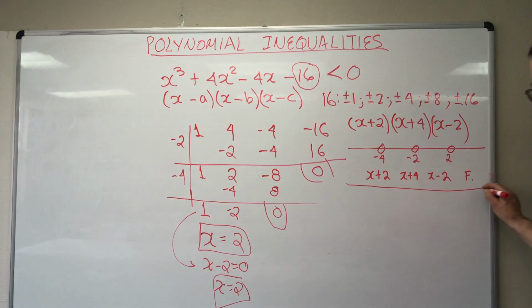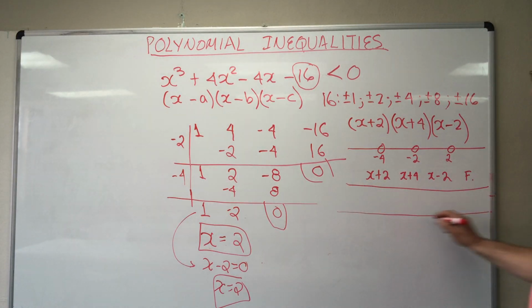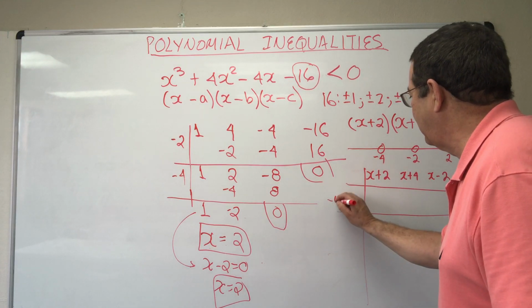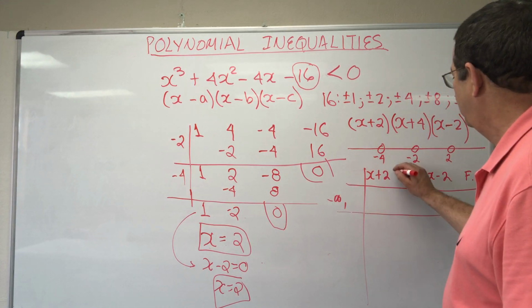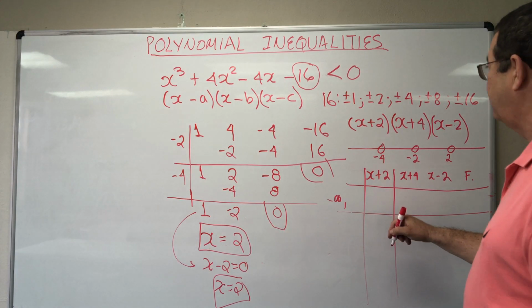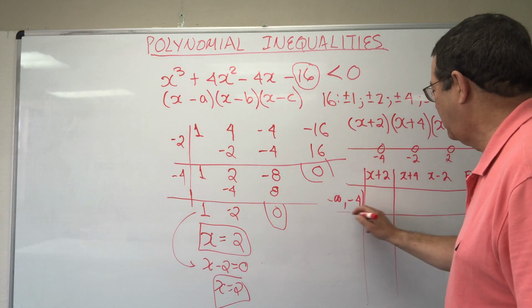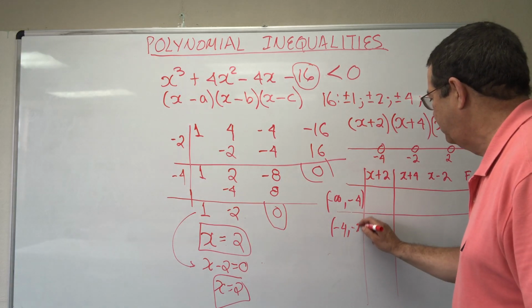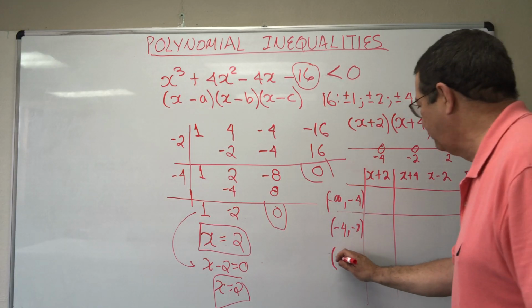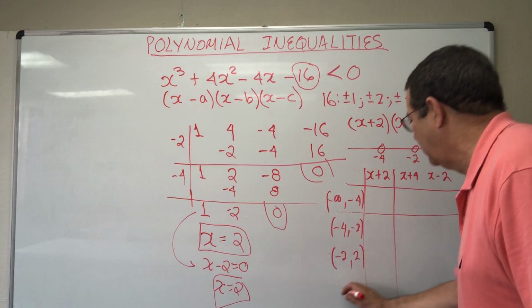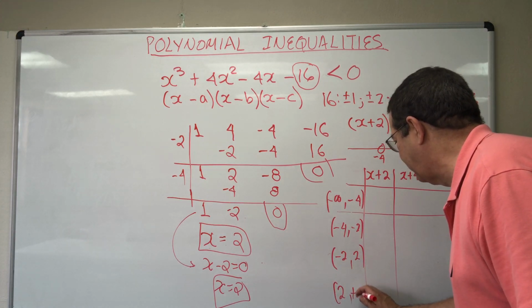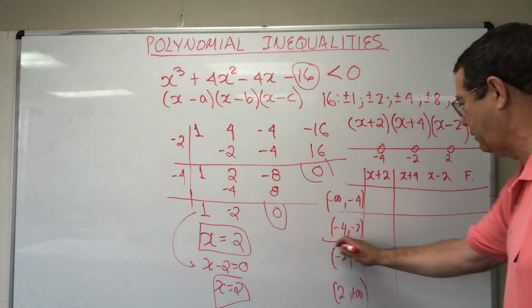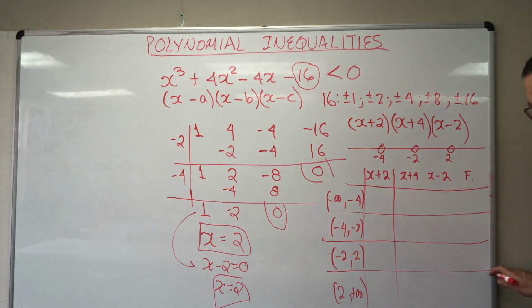Now you create the intervals. The first interval is negative infinity to negative 4, open. Negative 4 to negative 2. Negative 2 to 2. And 2 to positive infinity. Now I'm going to close the table, and this is my final answer.